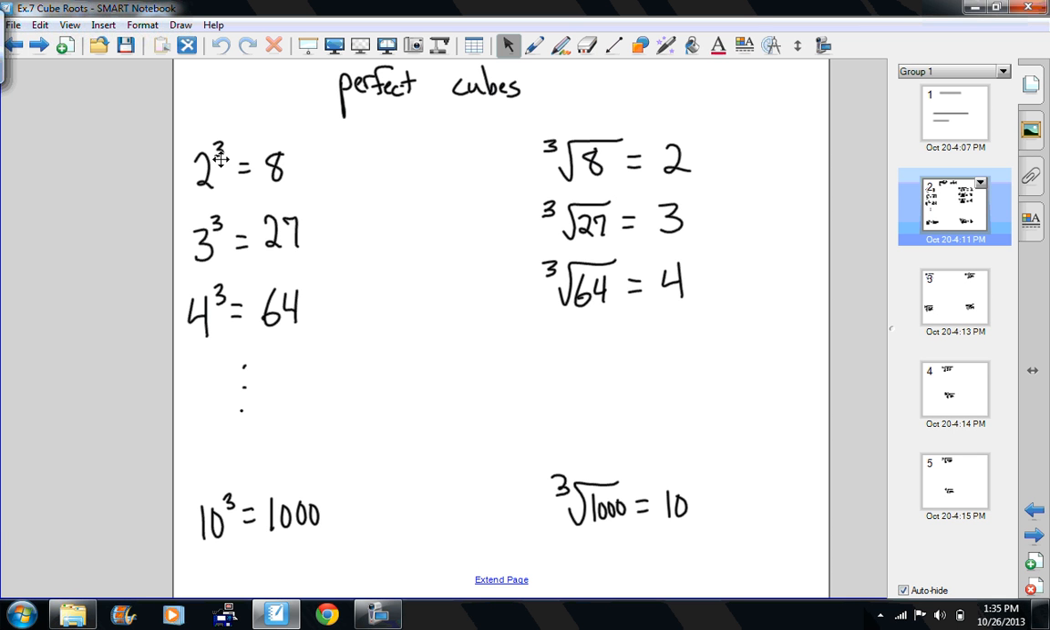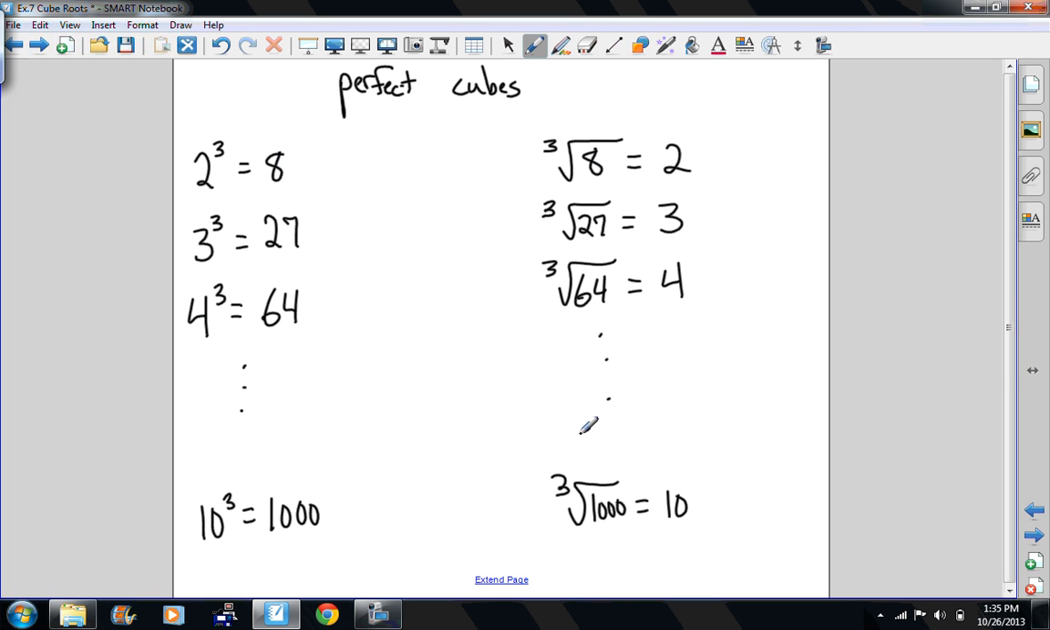So if you have 2 cubed is equal to 8, then the cubed root of 8 is equal to 2. If 3 cubed is 27, then the cubed root of 27 is equal to 3, and so on all the way down. If you create this list all the way down to 10 and bring it to class tomorrow, it's worth a piece of candy.